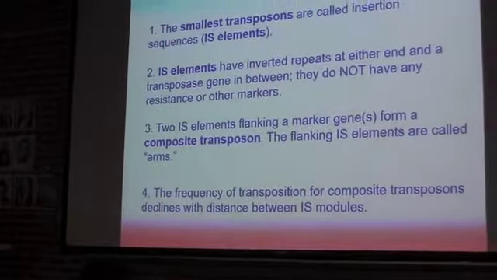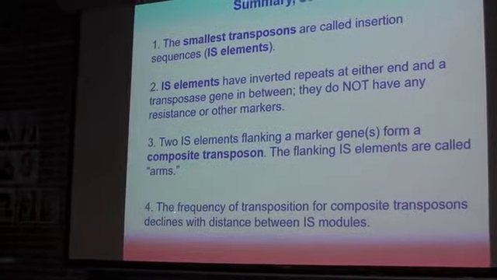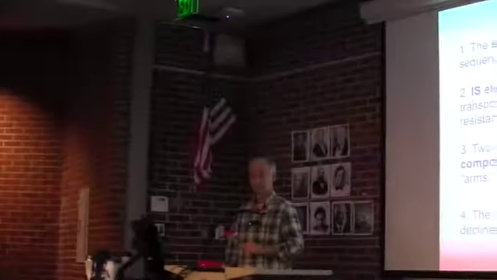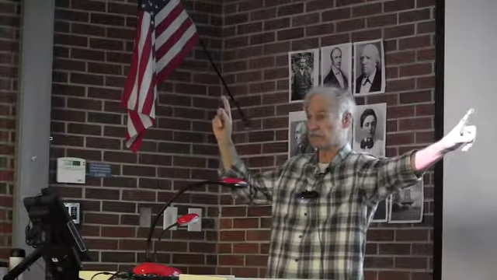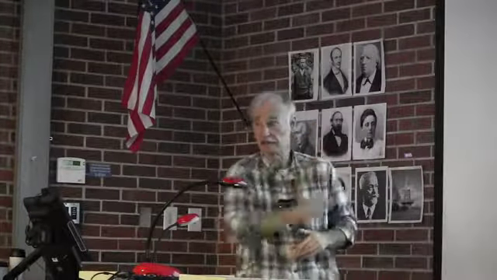The frequency of transposition for composite transposons is not as efficient as for an IS element itself, because the second site it has to cut is further removed. So if you get just a few transposases produced in the cell, the probability of it cutting a second time decreases as that composite transposon gets larger and larger. Just because it's further away from the first cut, you reduce the probability that it's going to find the second site.